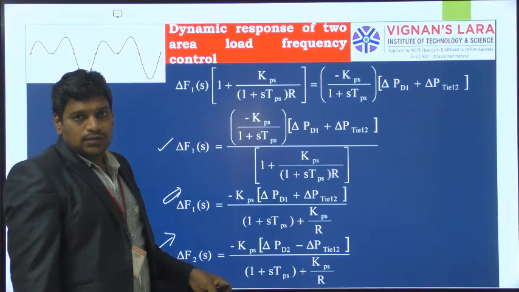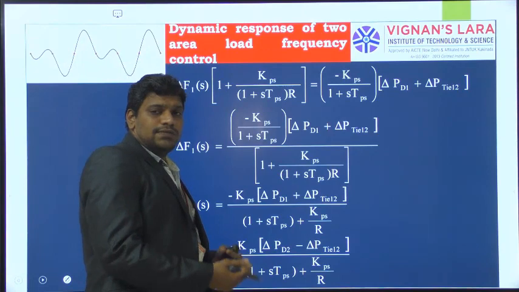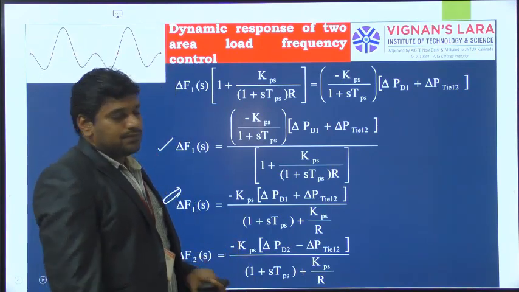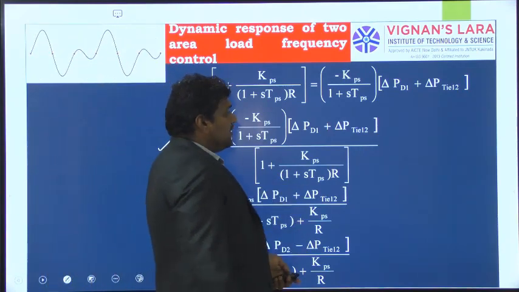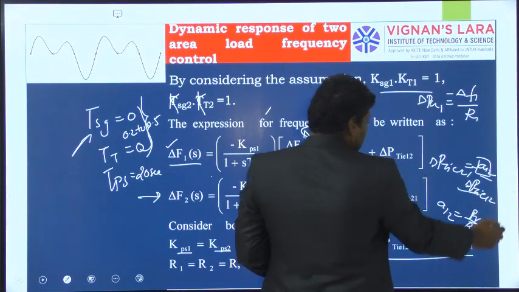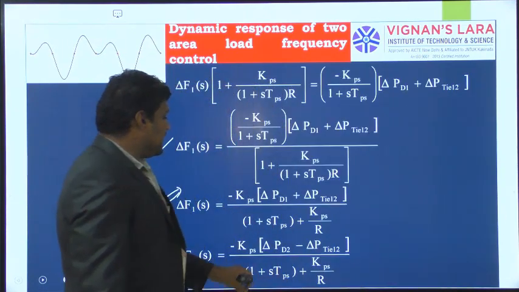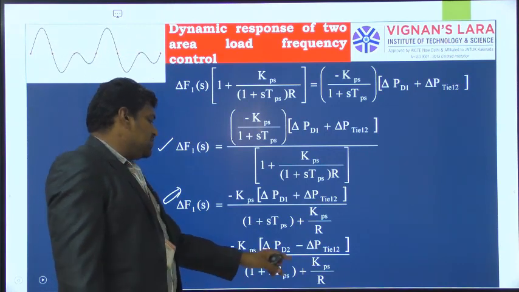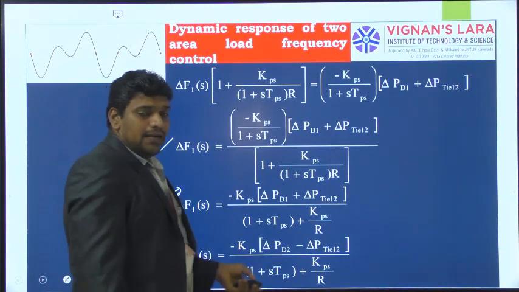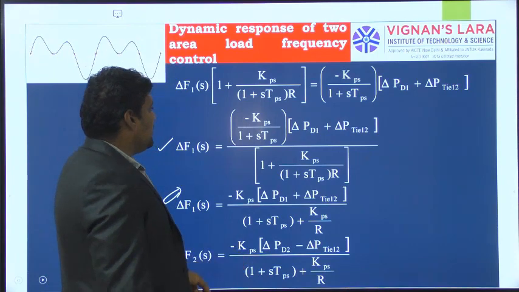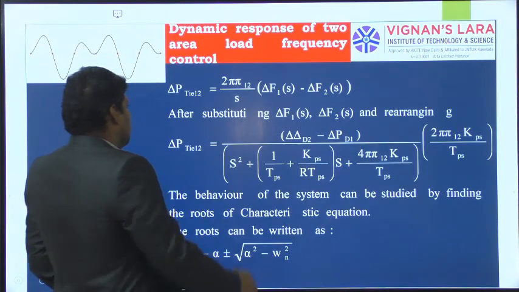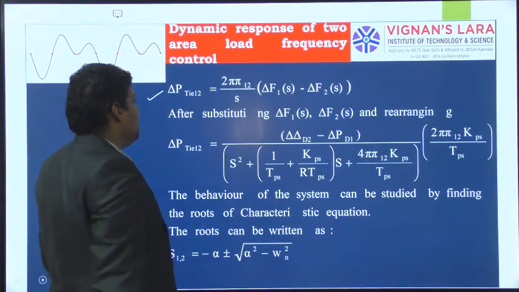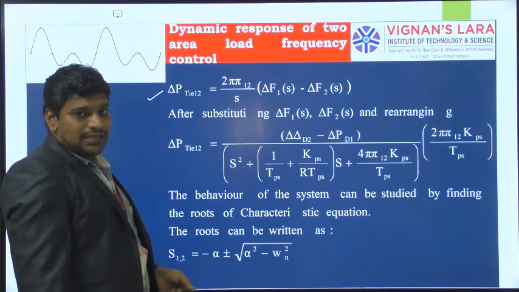Delta PT21 is the tie-line power flowing from area 2 to area 1, so that is minus delta PT12. We are showing here, delta PT12 minus, so remaining as this: 1 plus sTps plus KpsR. After rearranging you will get this. Later, write the expression for delta PT12.